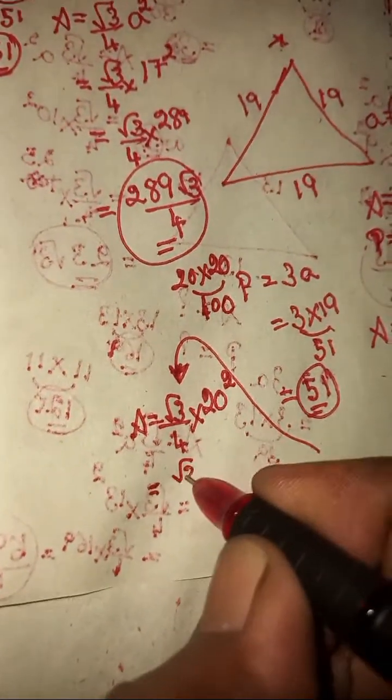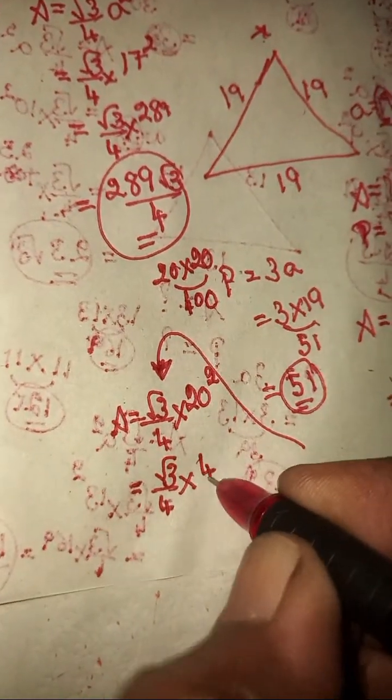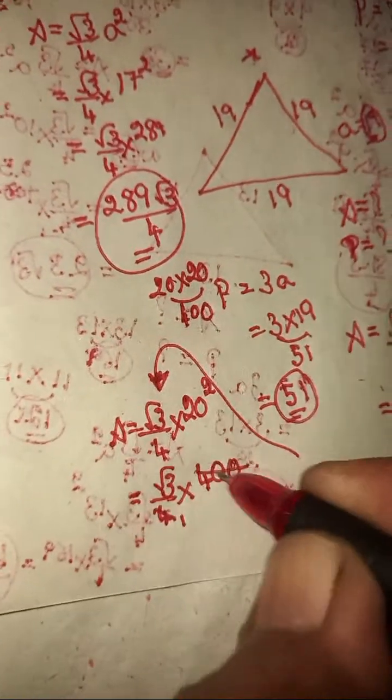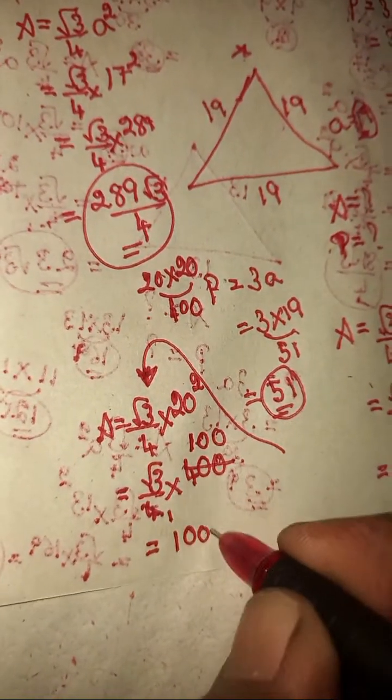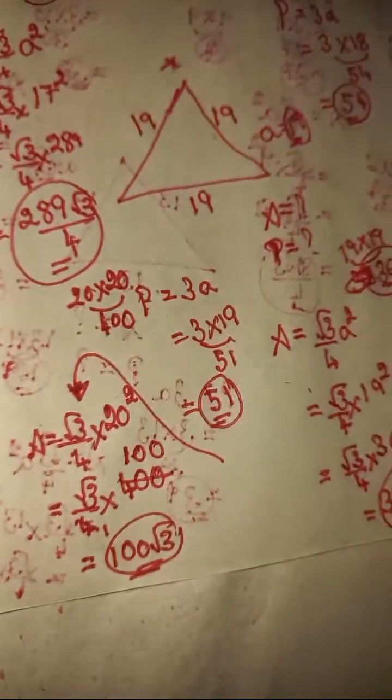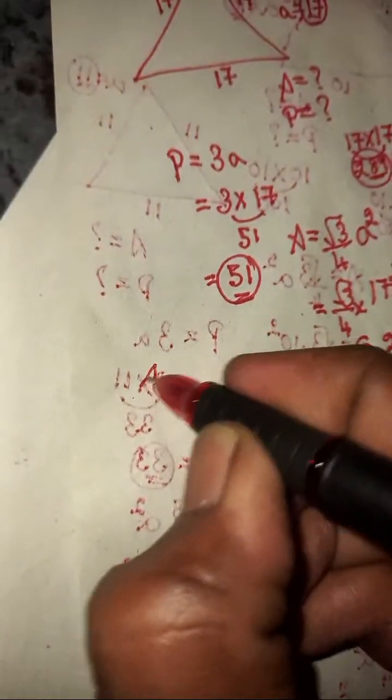That is root 3 by 4 times 400. 4 1 times, 4 1 times is 4. 2 zeros come with it. 100 root 3 square units. Let's take one more triangle.